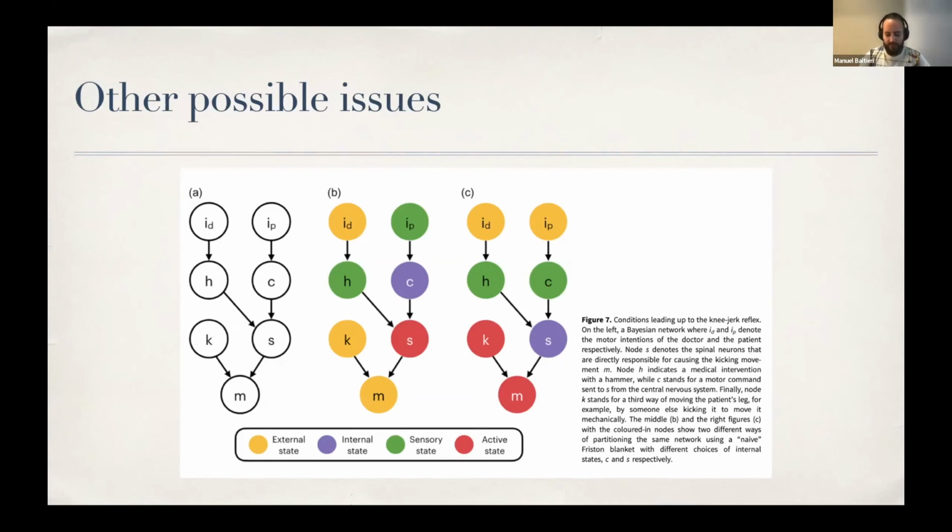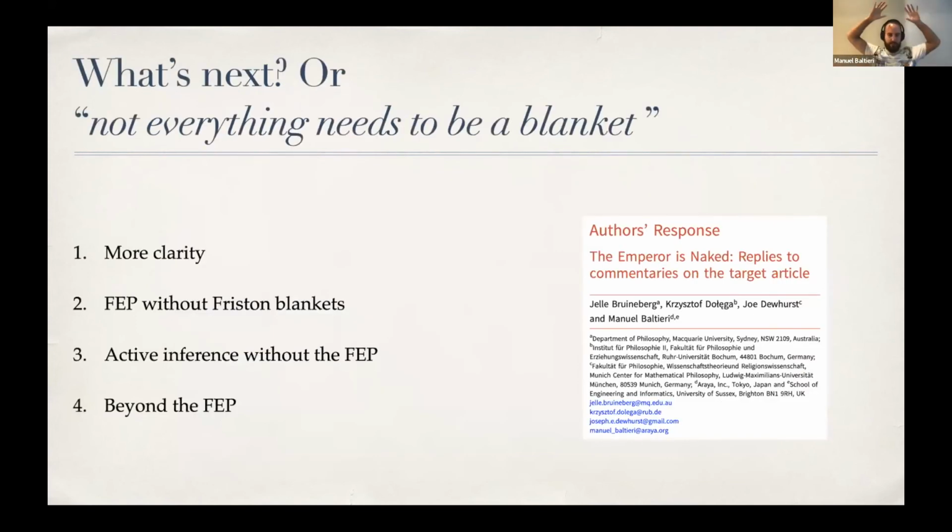Okay, so that brings me to the end, where I have just a few slides where I try to picture what I think should be happening, or what we should look forward to, given the type of context that I set up. So basically, in the reply to the commentaries, with commentaries spread over a different range of positions with respect to Friston blankets and the free energy principle, we try to condense what we believe are four possible ways forward.